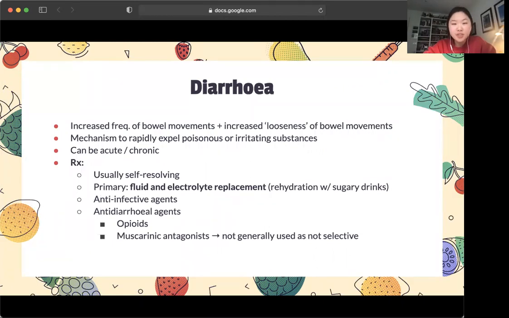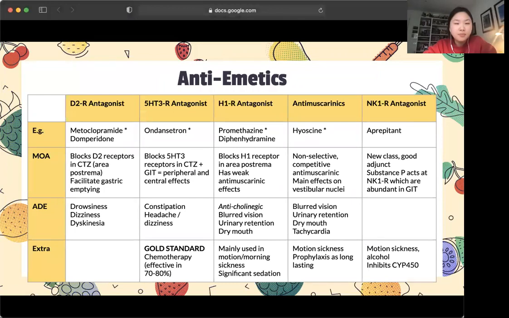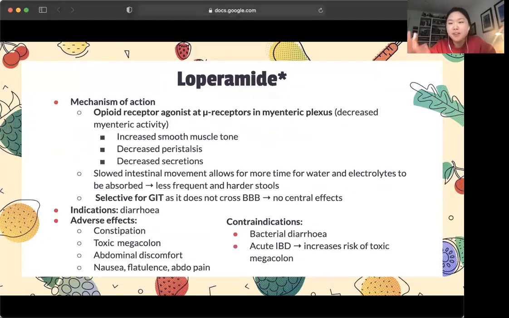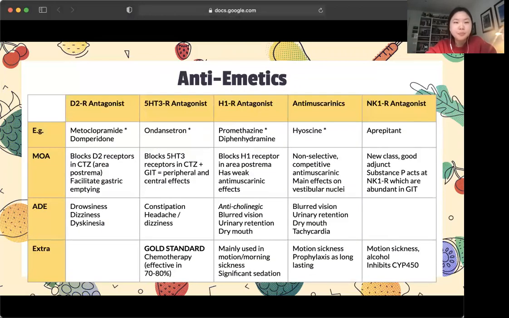Diarrhea, usually self-resolving, but on the rare occasion that you need to give them drugs, we're going to give them antidiarrheal agents. Main ones are opioids and muscarinic antagonists, not exactly great because they're not selective. Basically loperamide is your core, it's on your core drug list, so know that one. Loperamide is the one that you will use.